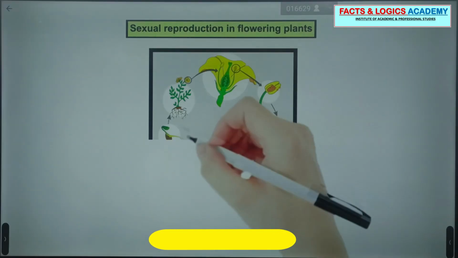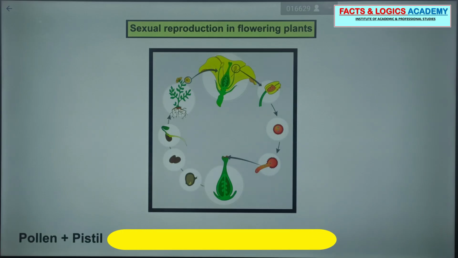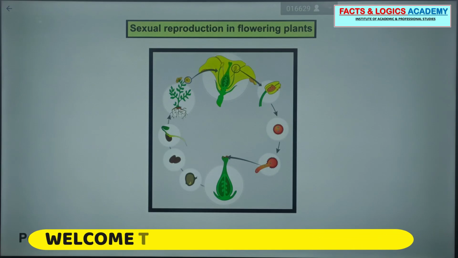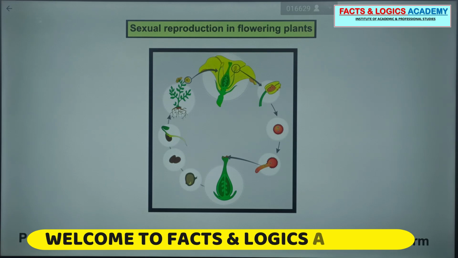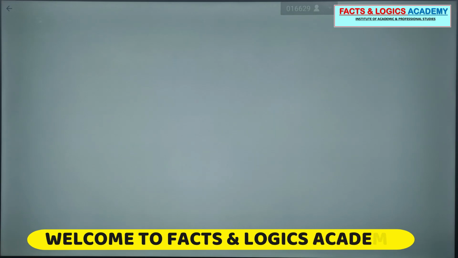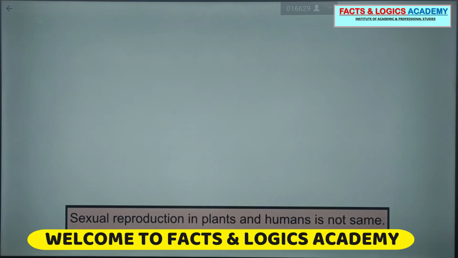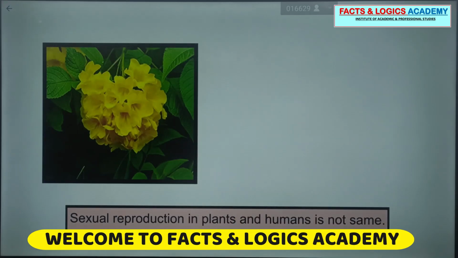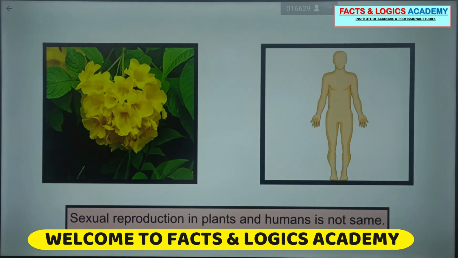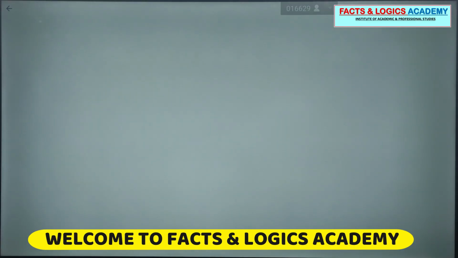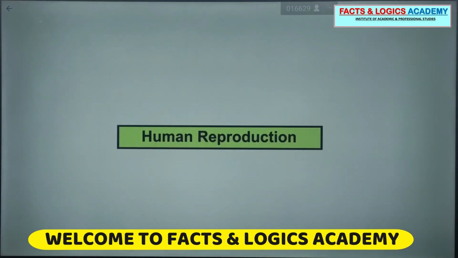Where interaction of pollen and pistil leads to the formation of a diploid zygote and a triploid primary endosperm nucleus. Subsequently, the embryo development leads to the formation of seeds. However, there is a vast difference between the sexual reproduction in plants and humans. So students, in this chapter, we will have a detailed insight of human reproduction.